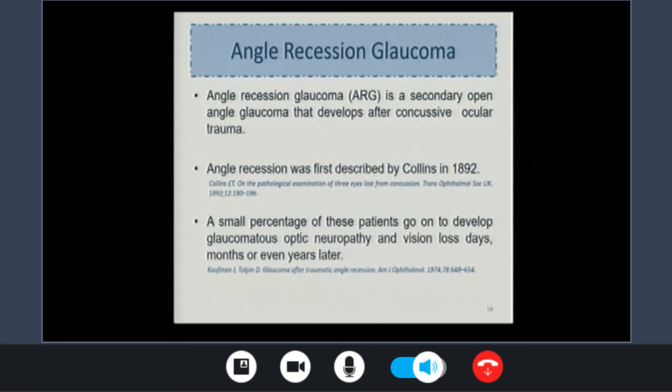The longest reported period for the onset of glaucoma after trauma is 50 years. Most of these patients don't recall a history of trauma, or they might tell you, as our patient did, that the trauma maybe was in the other eye, because it occurred when they were very young.